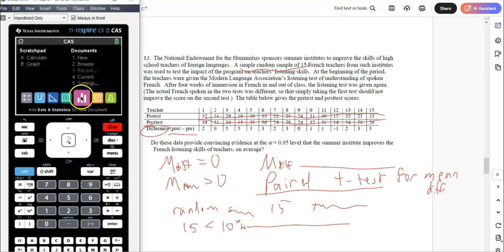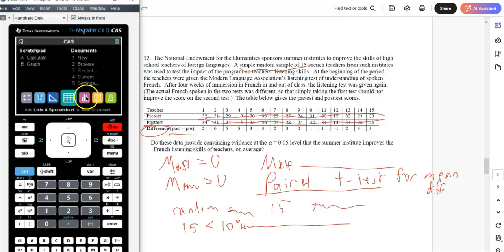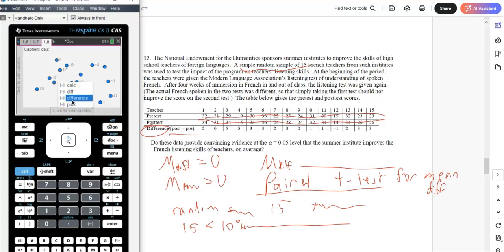So let's call this difference, because I already had diff in there. So if I remember to do that: 2, 0, 5, 5, 3, 3, 2, 3, 0, 1, 1, negative 1, 2, 3, 3. 15, that's a good sign that I did it right, hopefully. So I'm going to graph it. And it's called difference. It's all about the diff, right? Okay, so you're going to graph that in your paper.